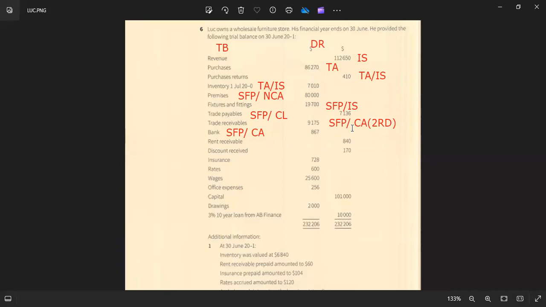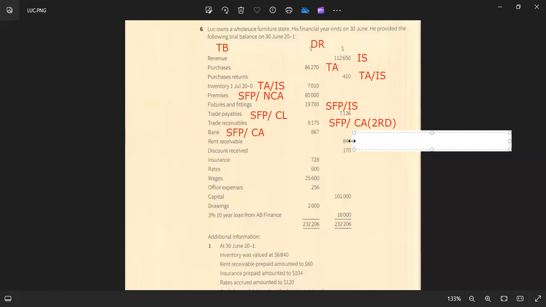It is an item for SFP, but under current liability. It means it's a bank overdraft. But for now, don't worry. If you see it on the debit side in bank, it means it's cash at bank, and that's very simple. Rent receivable, you can see actually that it's on the credit side.